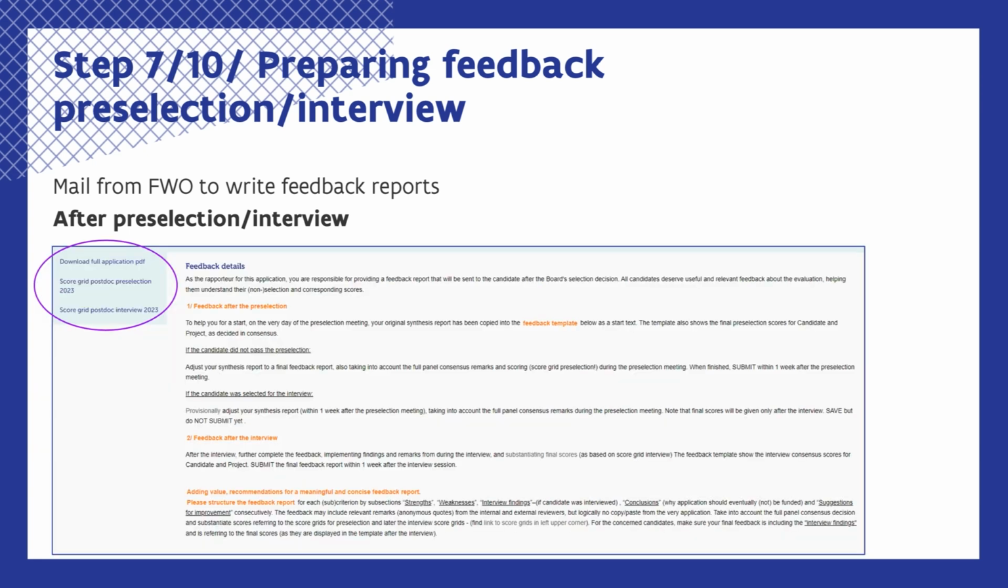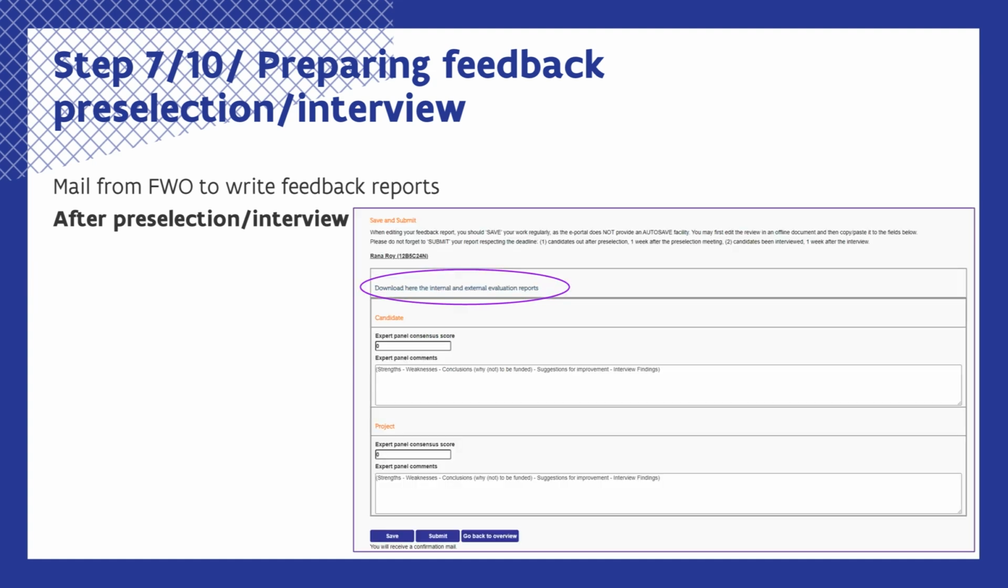This form starts again with the guidelines for formulating the feedback. The full application and the score grids for pre-selection and interview can be found on the left-hand side of the screen. As you scroll down, you will find the link to the internal evaluation reports as well as the feedback form itself. This form is pre-filled with the scores from the pre-selection or the interview and with the synthesis report you prepared before the meeting.